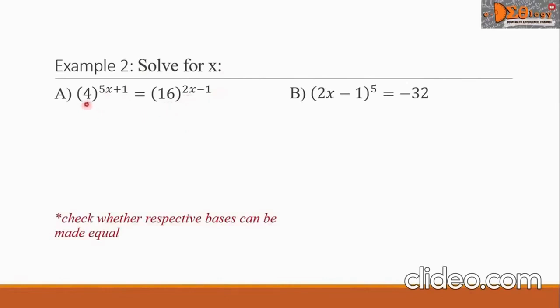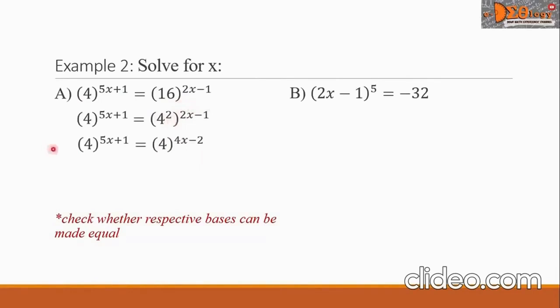We can see here on the left side the base is 4, on the right side the base is 16. And we know that this 16 can be rewritten as 4 squared. So it will be like this now. The 16 becomes 4 squared. And the power 2 here, we can multiply with our exponent outside. So the 2 times 2x becomes 4x. 2 times negative 1 becomes negative 2.